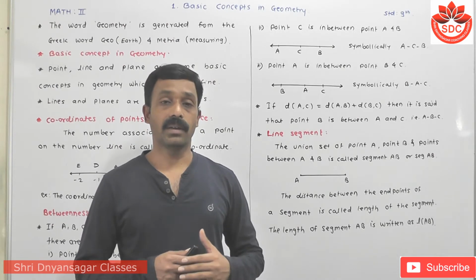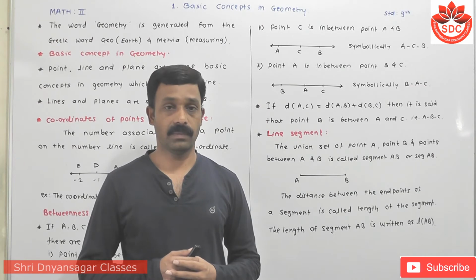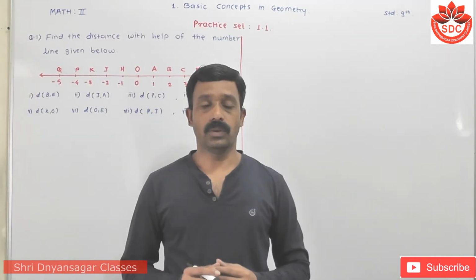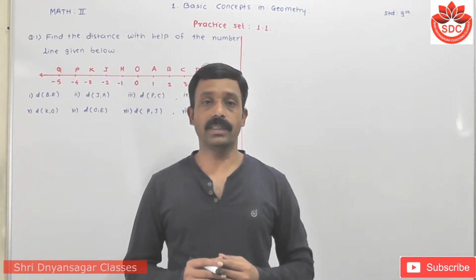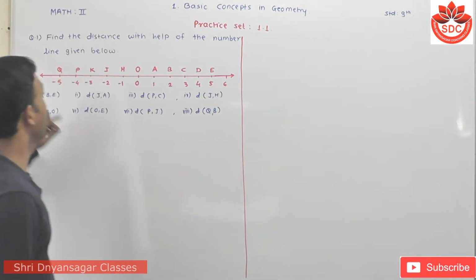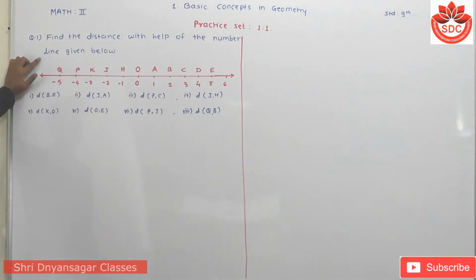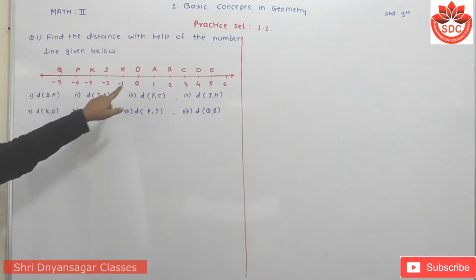We take the next practice set, practice set 1.1. Students, we see practice set 1.1. The first question is, find the distance with the help of the number line given below. This is the number line.